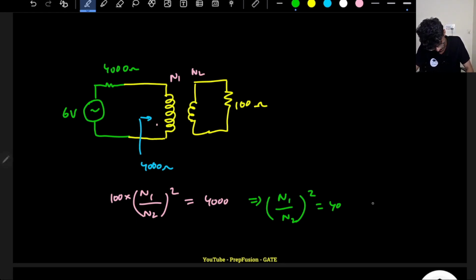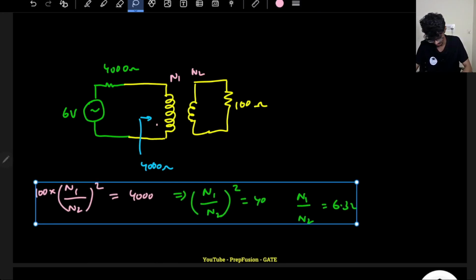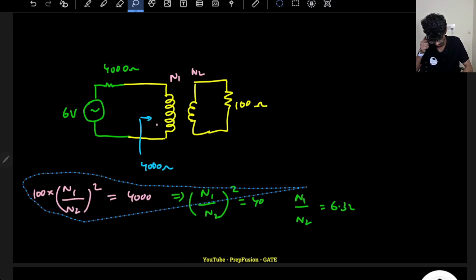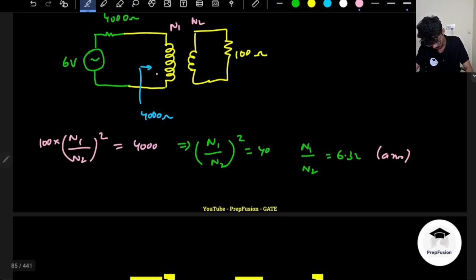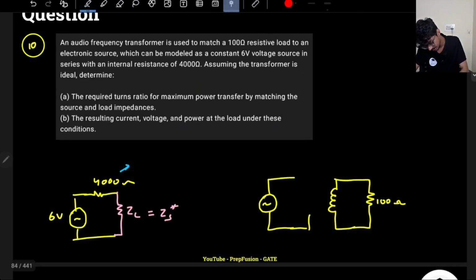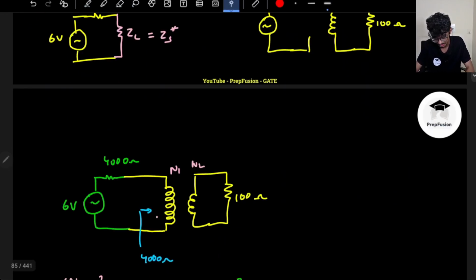So of course n1 by n2 can be a fraction as well, there is no problem. So n1 by n2 will be 6.32. This is the first answer, the turns ratio. What about the second answer? The resulting current, voltage and power at the load under these conditions.